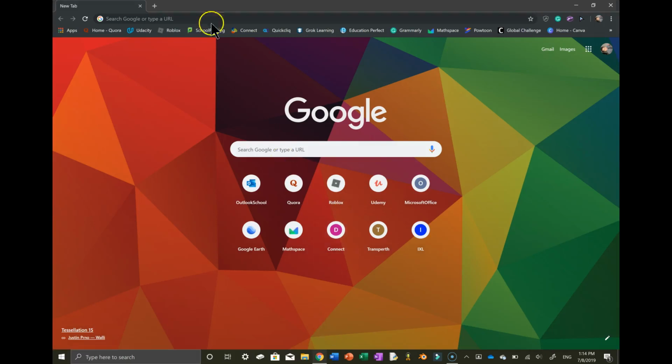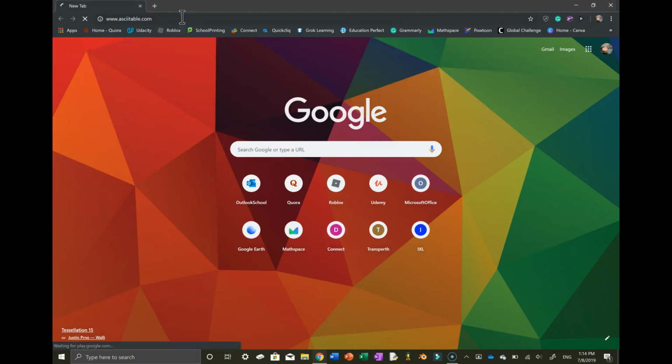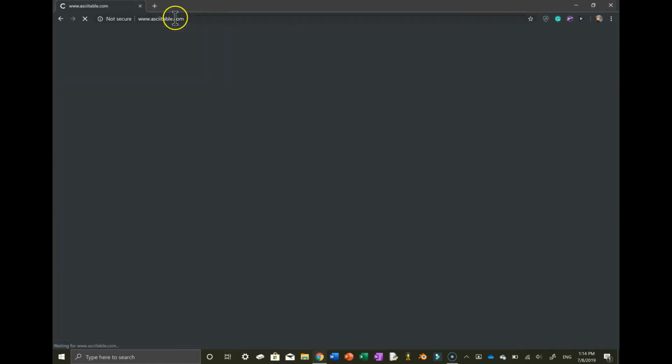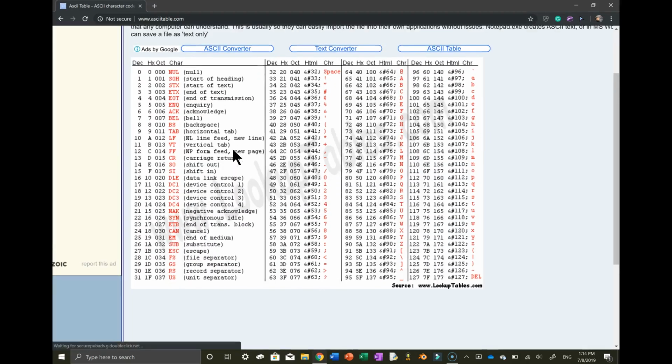So, how do we actually convert from text to binary? Now, the funny thing is, with text to binary, you can't actually do it manually. Unless you've memorized this, you need the assistance of the ASCII table. So, let's search this up on Google. ASCII table. And it's loading, wait for it. This is the ASCII table, asciitable.com.